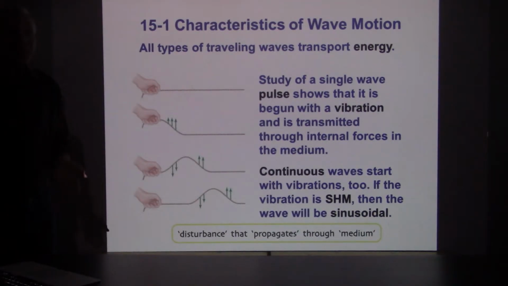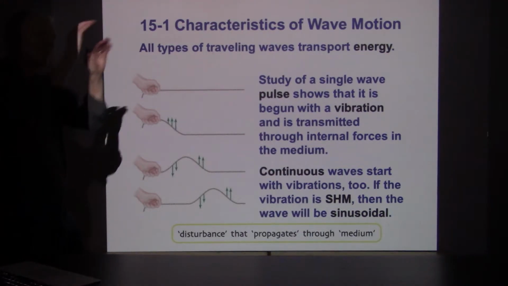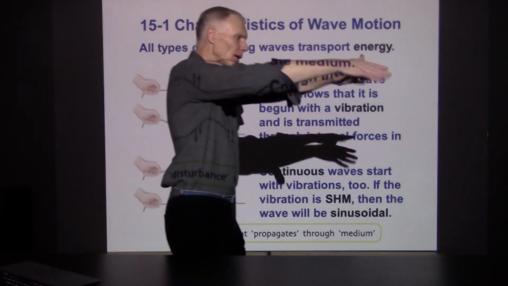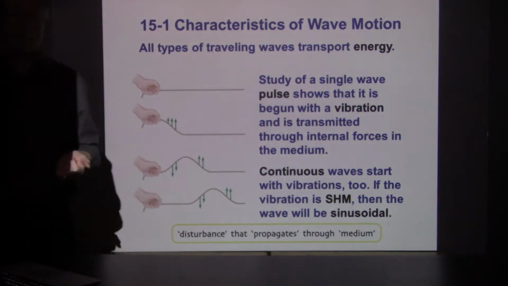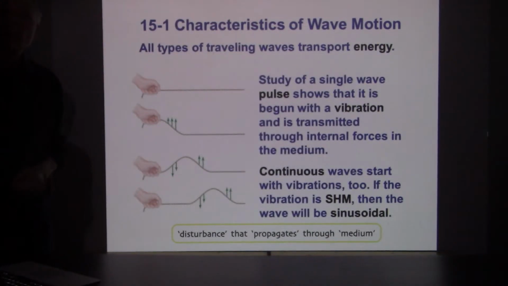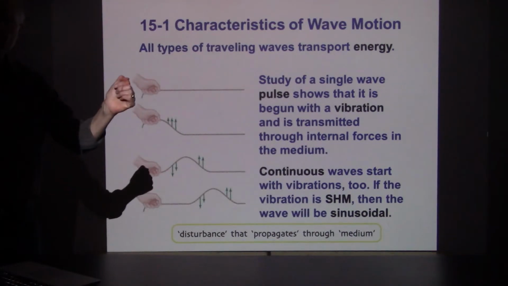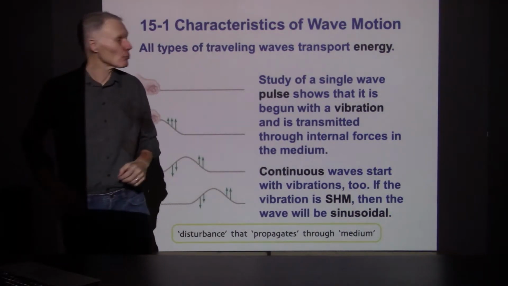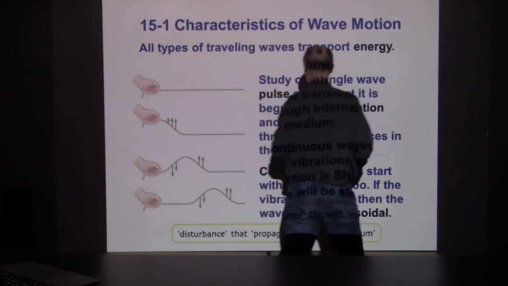Okay, so anything like this. Now, notice in this, there's not a bunch of curves going on. It's one pulse. So waves could be just a single pulse, or it could be a whole series of pulses that are generated and that propagate away from some source. So let's see if we can pick out the key words here. It looks like they've highlighted those.